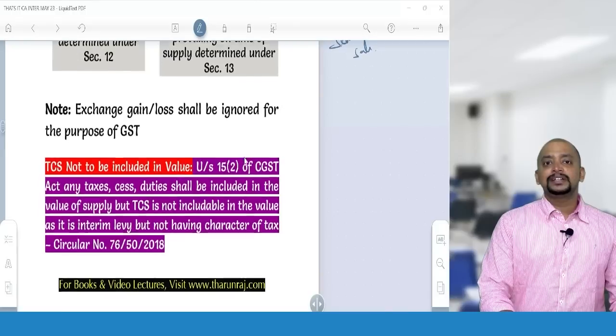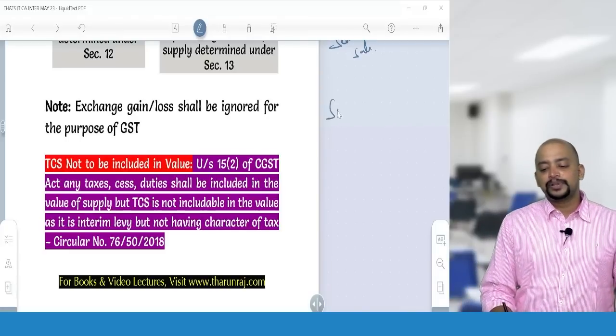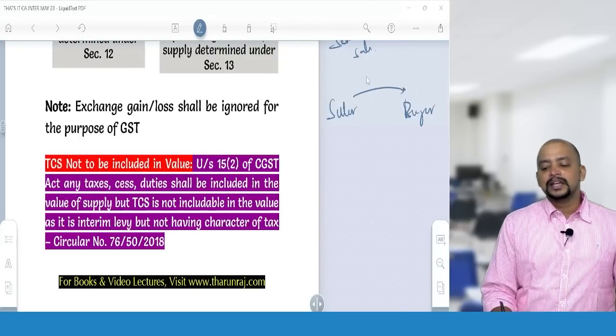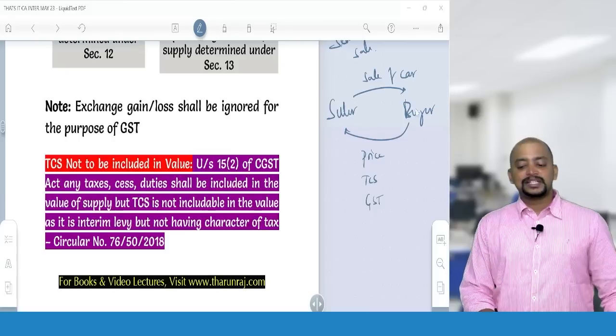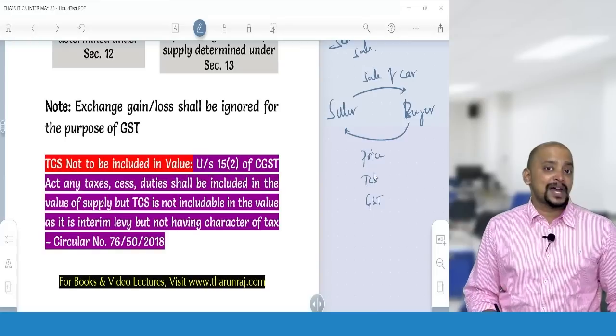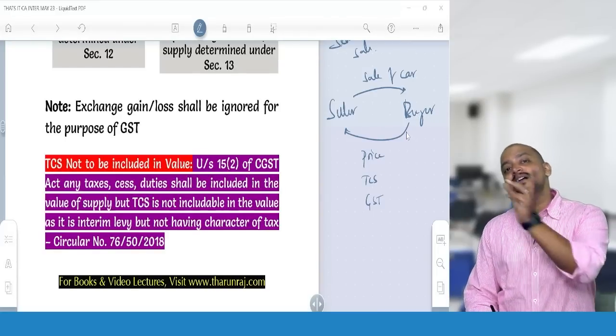Then next point, TCS. TCS under the Income Tax Act will not be included. For example, there is a seller and there is a buyer. The seller is making a sale of a car. When the seller is making the sale of the car, from the buyer the seller will be collecting the price, then TCS under the Income Tax Act, and then GST. This TCS will be collected by the seller from the buyer and deposited with the income tax department, and the buyer can take this TCS as credit and adjust against his income tax liability.